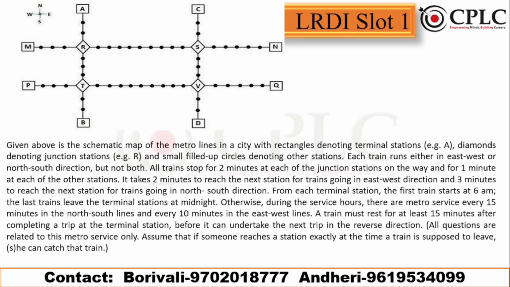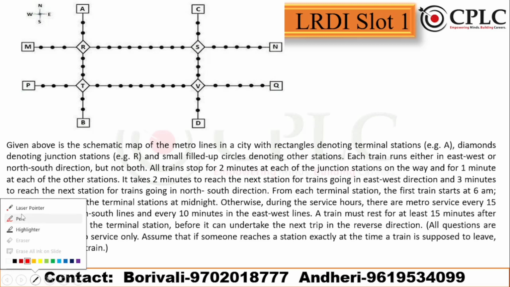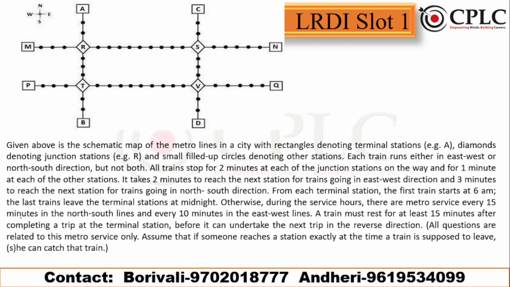Given above is the schematic map of metro lines in a city with the rectangles denoting the terminal stations. Example, station A. So rectangles are all the terminal stations. Then diamonds are denoting the junction stations. So diamonds are basically junctions. Example, station R, and the small filled up circles denoting other stations. The small dots, basically these are some other stations.